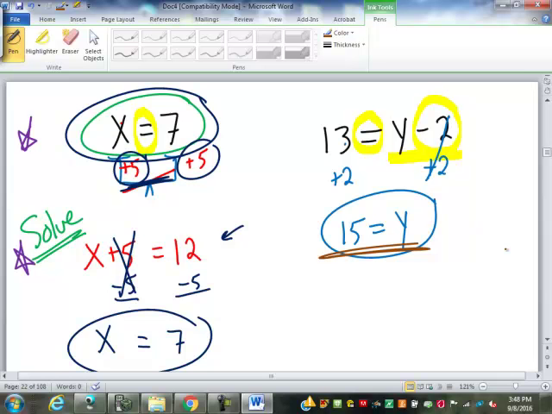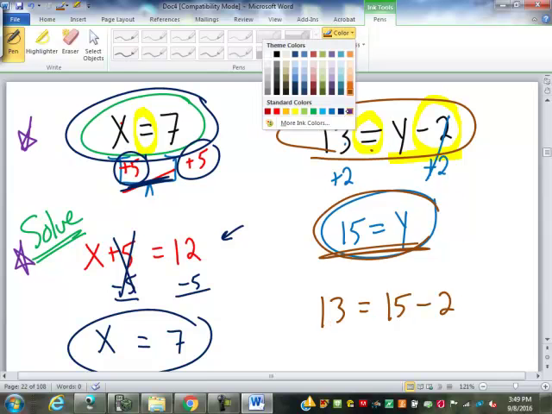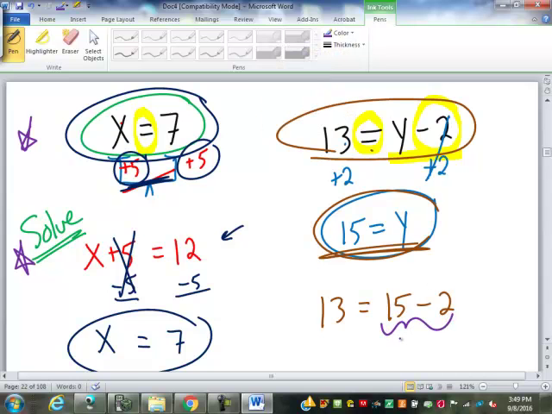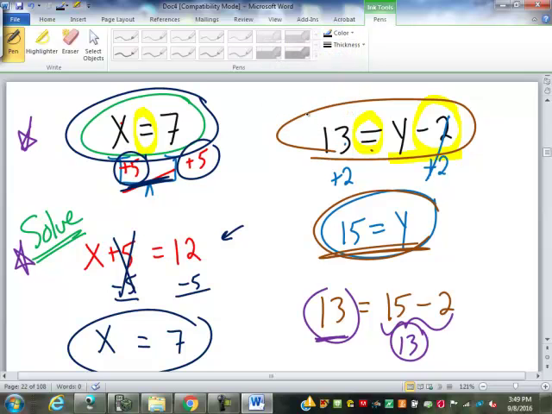Now, if we get to this point, we've solved it. We have variable equals a number, or number equals a variable, same thing. If we're not sure of ourselves, we can always double check our answer by going back to the original equation. But instead of putting the y in there, I'm going to replace y with the number 15. So instead of 13 equals y minus 2, I'm putting in 13 equals 15 minus 2. What is 15 minus 2? 13. So this equation is true. I have the same value on each side. So that proves to me that that answer was correct, that y does have to be 15, because that makes the same value on each side of my equation.